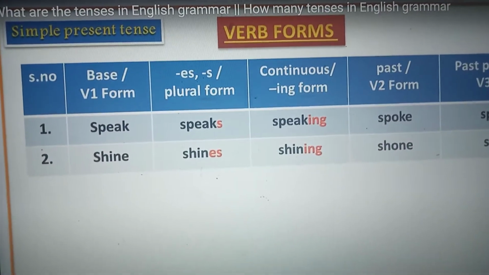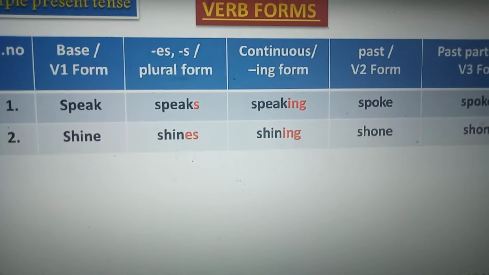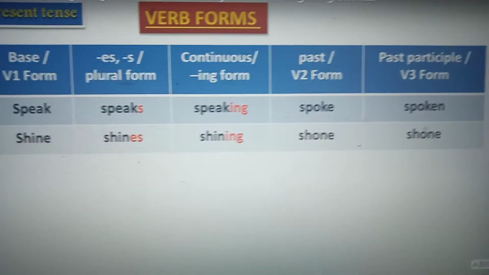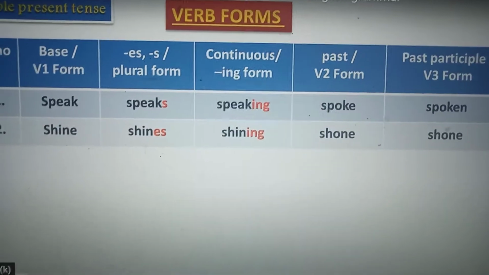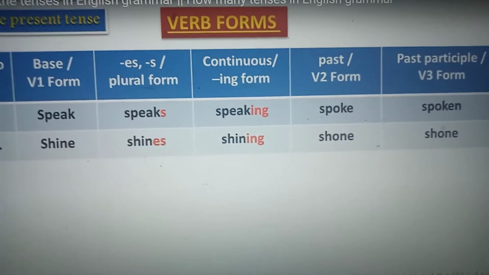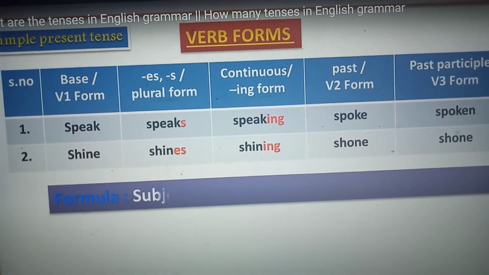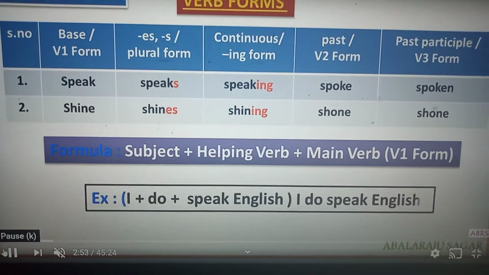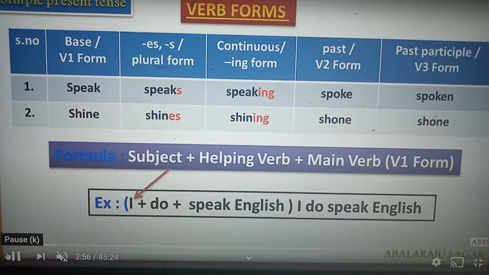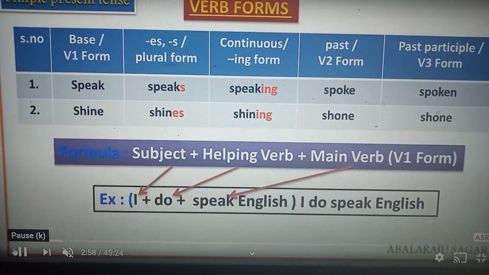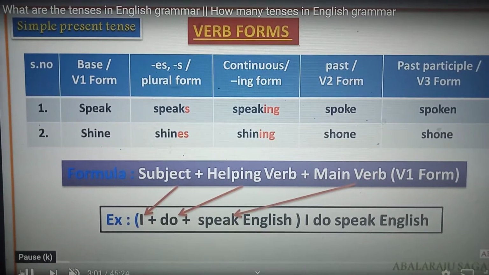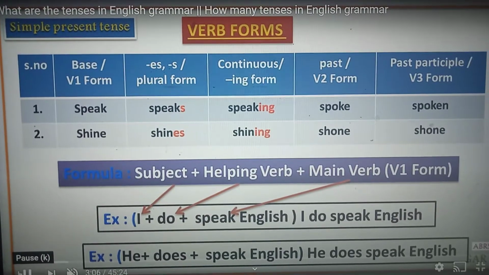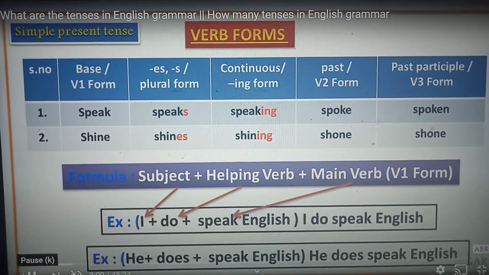Speak: base form is speak, speaks. Continuous form speaking. Past spoke. Past participle spoken. Shine, shines, shining, shone, shone. These are the forms. The base form is shine, so it is changing. Subject plus helping verb plus main verb. I do speak English. That is how the sentence goes: helping verb, main verb. He does speak English.